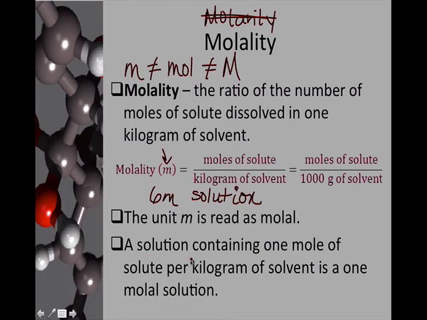A solution containing 1 mole of a solute per kilogram of solvent is a 1 molal solution. And here is the part that gets everybody all screwed up. Molarity was moles of solute per liter of solution. Percent by mass was mass of solute over mass of the whole solution. The percent by volume was liters or milliliters of the solute per the total volume of the whole solution. Each of those had solution on the bottom. Molality is the different one that has solvent on the bottom, so you need to watch out. This is only the solvent.